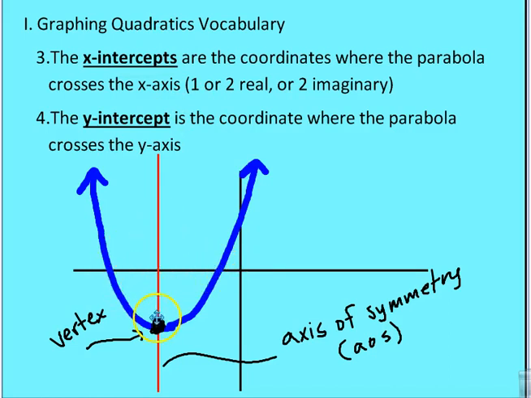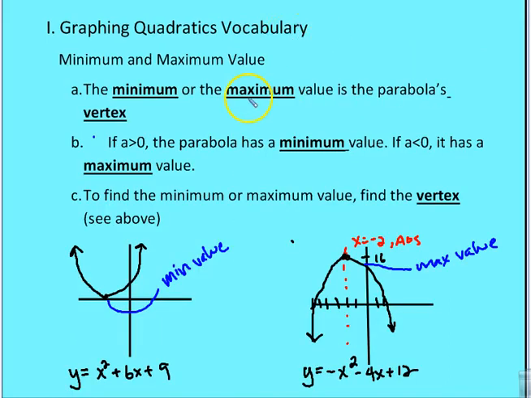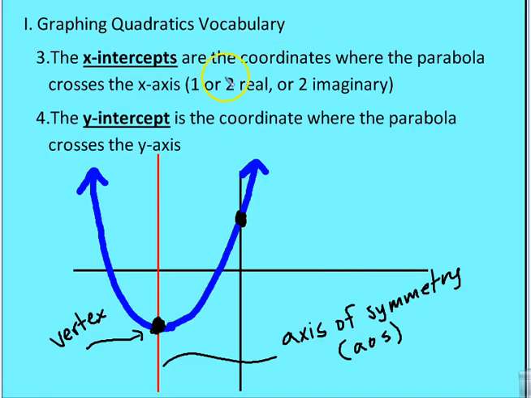And the y-intercept is the coordinate where the parabola crosses the y-axis. I know it's a little funky here because the red line is our axis of symmetry, and this black line is our y-axis. So the y-intercept is this point here, and remember it's a coordinate, so it has both an x and y component to it.